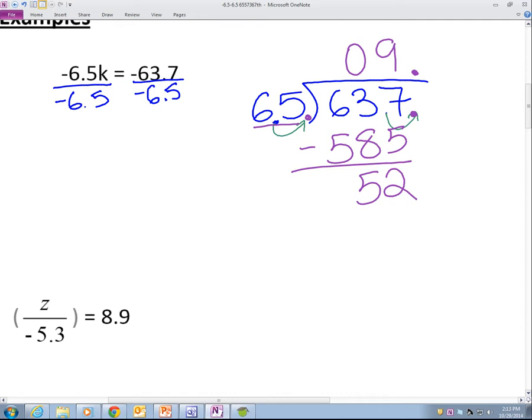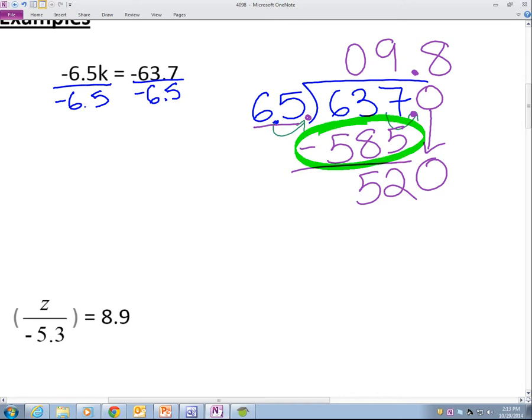All right. So now I have 52. Does 65 go into... Oh, I got to bring down 0. Placeholder. Okay. Does 65 go into 520? Yes, it does. It goes in 8 times because here's my thought process. I know that this right here is 65 times 8, and then I recognize, oh my gosh, that's 65 less than that.